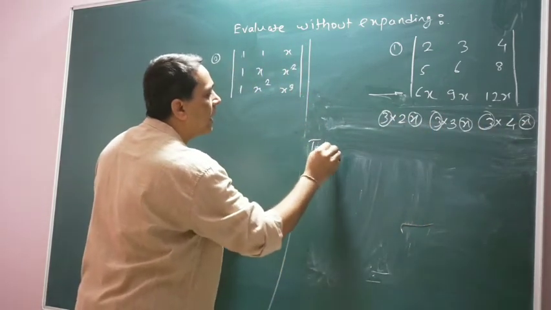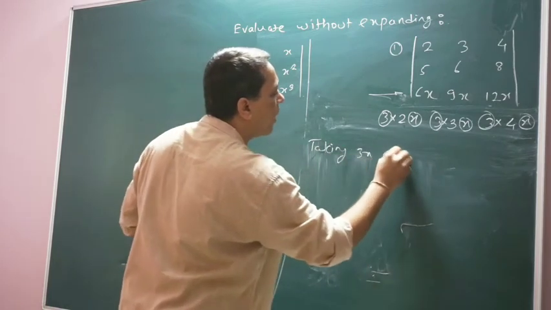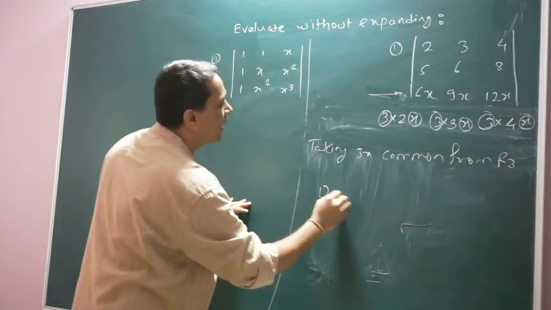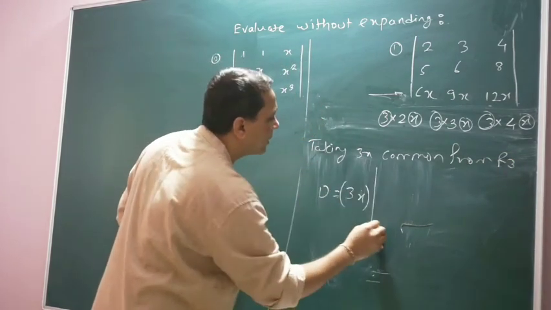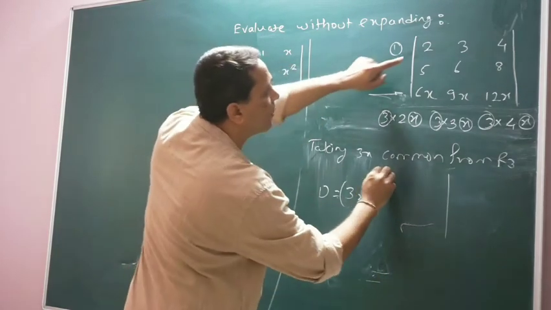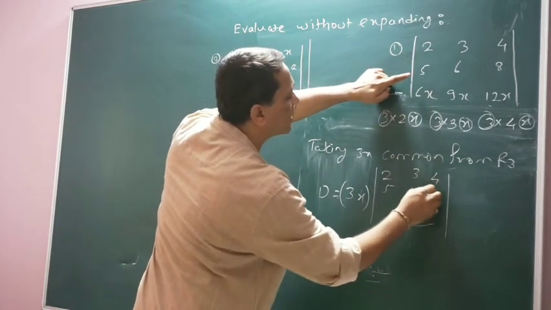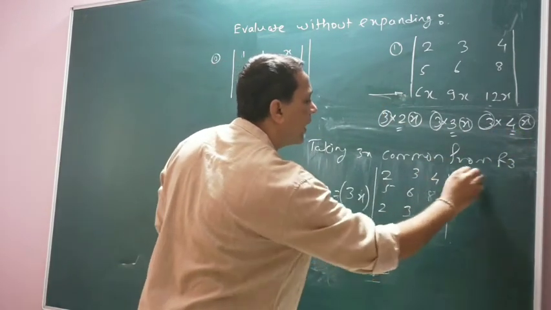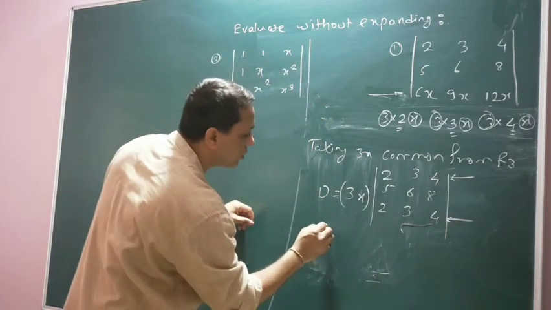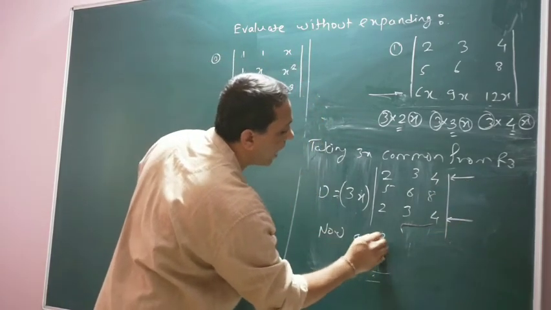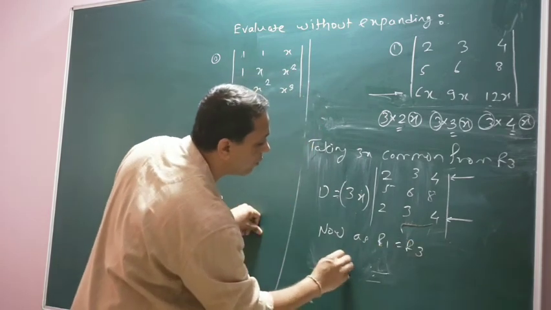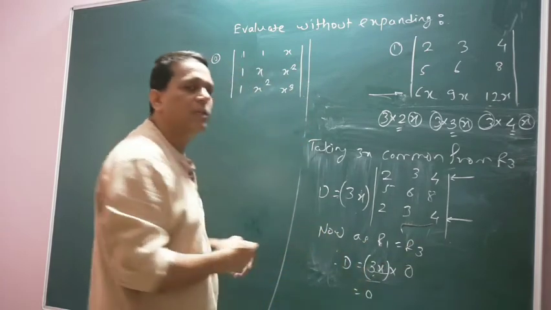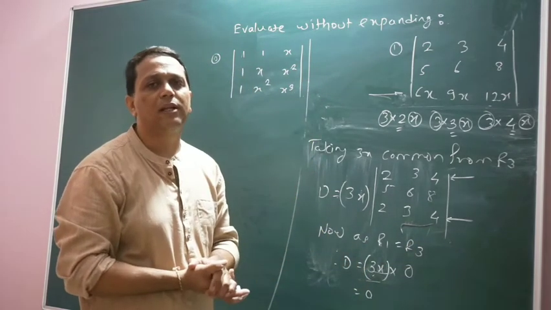what will remain? Taking 3x common from R3, what will remain is, we have taken 3x common from R3. Now what remains is 2, 3, 4 and 5, 6, 8 are same. What remains here is again 2, 3 and 4. So we get two rows which are identical. So now as R1 is equal to R3, therefore value of determinant is going to be 3x multiplied by 0, and hence the final value of the determinant is 0.